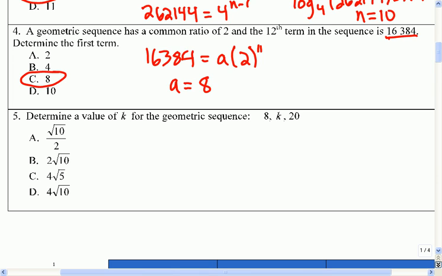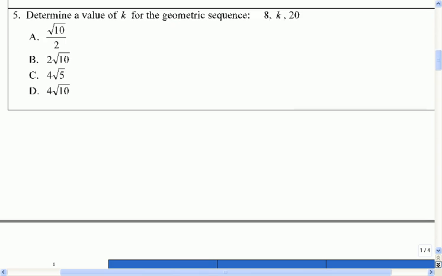Okay, the next one may have been a little trickier. Anyone have a strategy for dealing with this? Did anybody get an answer for number 5? Okay, well, what was your strategy? Robbie, tell us. I took K divided by 8 and I took 20 and divided by K. That sounds like a good strategy to me.